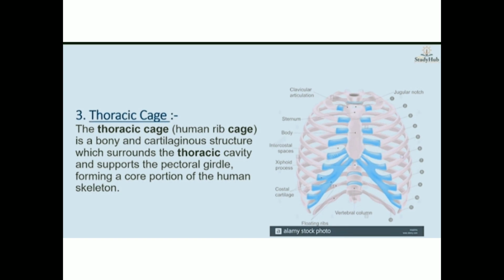So the thoracic cage. The thoracic cage is also known as the rib cage. It's the bony and cartilaginous structure which surrounds the thoracic cavity and supports the pectoral girdle, forming a core portion of the human skeleton. You can see the thoracic cage in the slide.